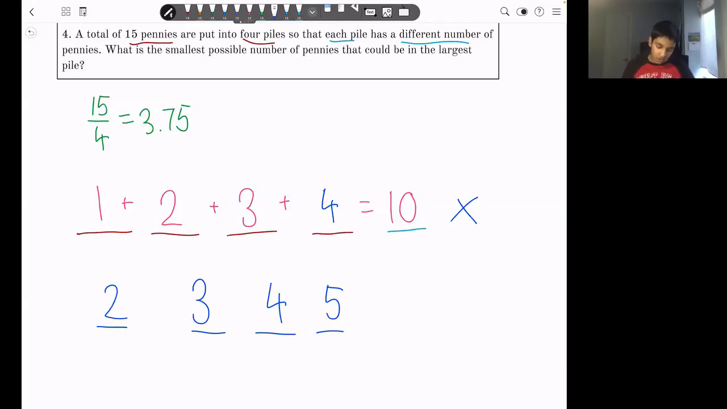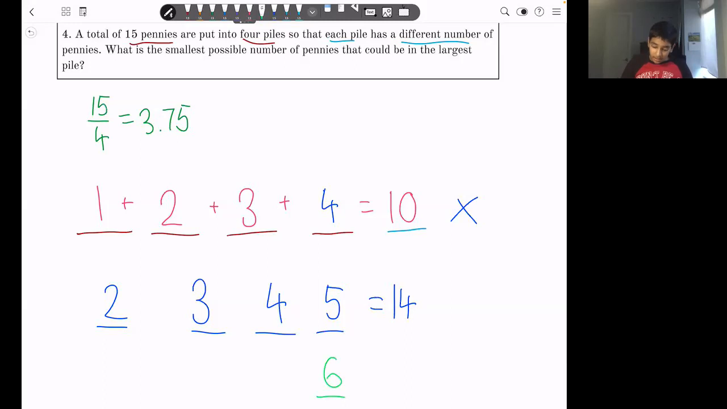And what is the sum now? If you add it up, we get that it's still not enough. It's 14, just 1 below. So even in the 5 case, if you want to have them all different, 5 is still too small. 5 doesn't work. So that leads us to check 6.